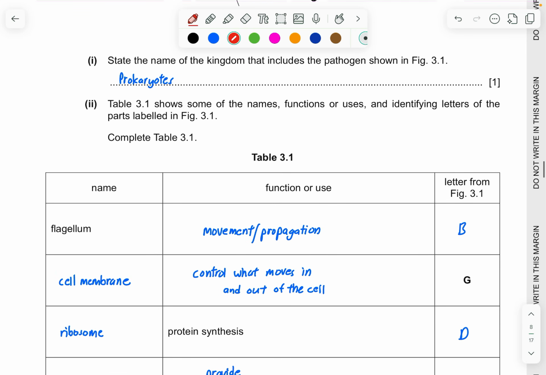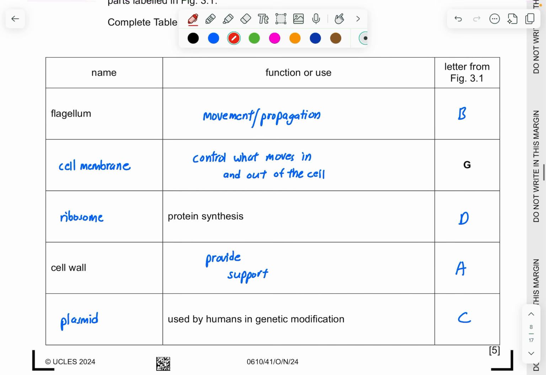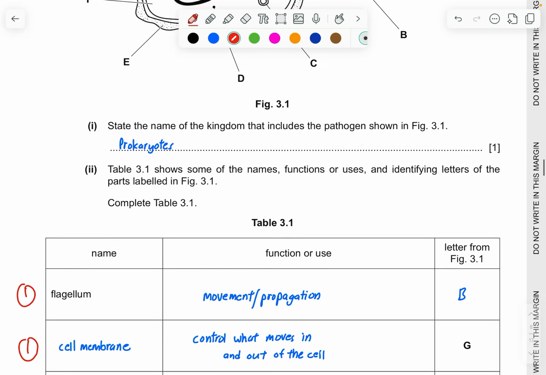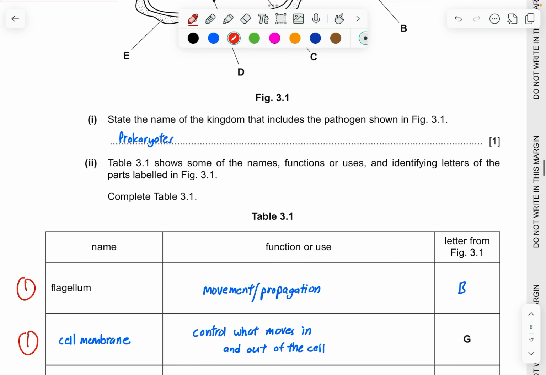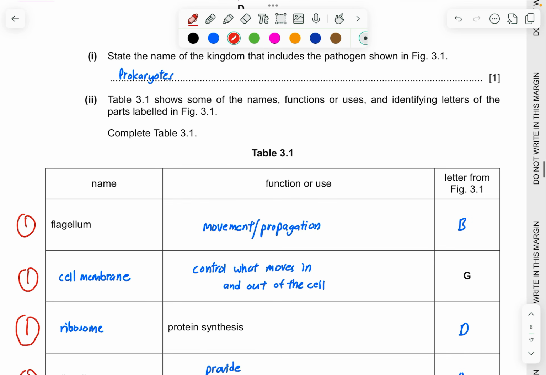And now this kind of question happens a lot of time, and they tell you this is 5 marks, so meaning that every column, every row is 1 mark. So let's say if you get one of these wrong, automatically you're going to get 0. There will be no half marks here. So first, they tell you this is the flagellum. Flagellum is B. So what's the role of the flagellum? To move, all right? Like the sperm, they have a flagellum too. So what they do? They help to move. They help to propel the organism, okay?